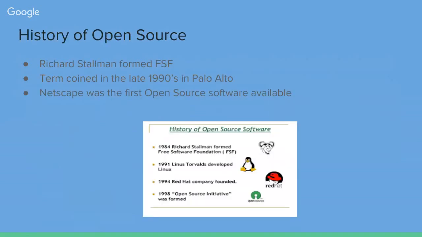So just kind of a brief history. In 1984, Richard Stallman formed the FSF, the Free Software Foundation. The Open Source Initiative was formed in 1998, which we'll talk about later. The term open source was coined in Palo Alto in the late 1990s, and Netscape was the first open source software available.